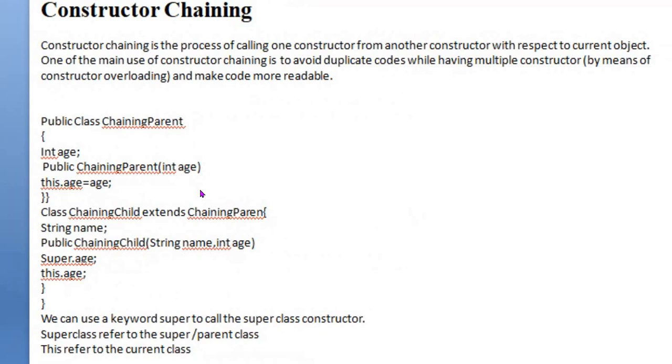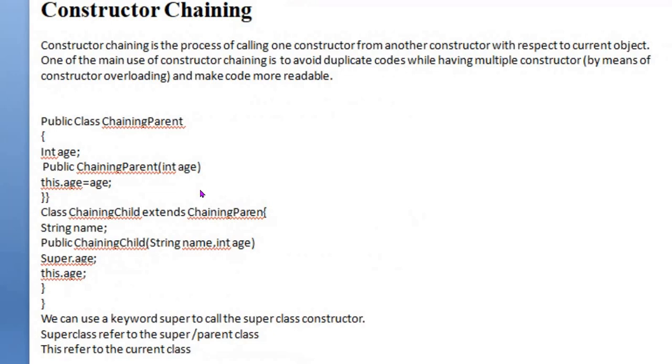Here public class chaining parent is the class. Then we have created public chaining parent int age, that is the constructor. Now with the help of the extends keyword, we are extending chaining parent. In this we have two parameters, string name and age. We can access these parameters with the help of the keywords super and this. Super is the keyword which refers to the parent class, and this is the keyword which refers to the current class.